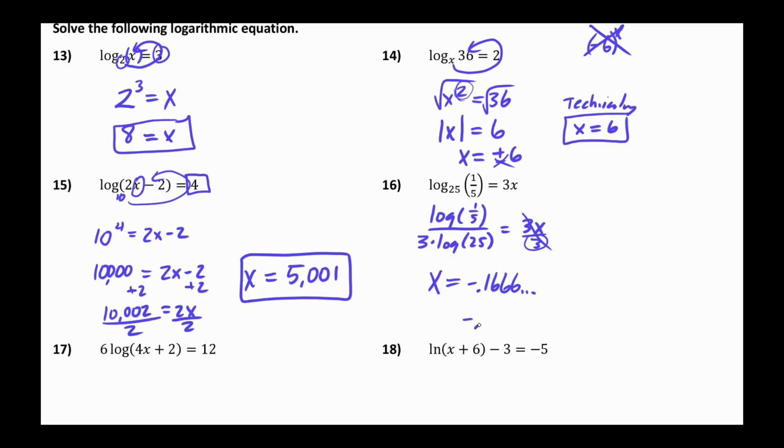You could also put negative 0.16 with a bar over the 6. It means the same thing. It means repeating. If you're really good at fractions, you would know that this is just negative 1/6. 1/6 repeating forever, 1/6. Kind of a handy hint.